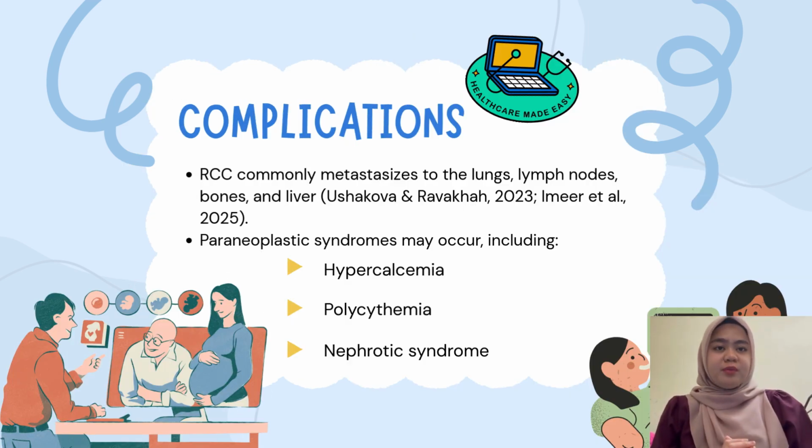Okay, next we go to complication. Renal cell carcinoma is known for its tendency to metastasize early, especially through hematogenous spread. The most common sites of metastasis include the lung, lymph nodes, bones, and liver. In addition to metastasis, RCC may cause paraneoplastic syndromes, which occur due to hormone-like substances produced by the tumor. Examples include hypercalcemia, polycythemia, and nephrotic syndrome, all of which can complicate patient management and worsen prognosis.